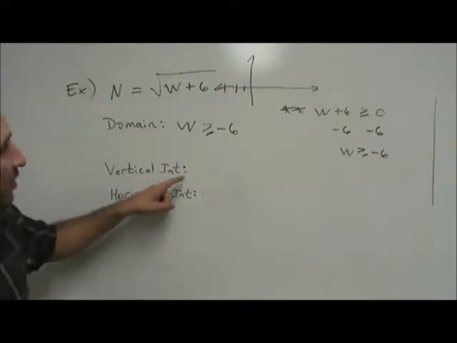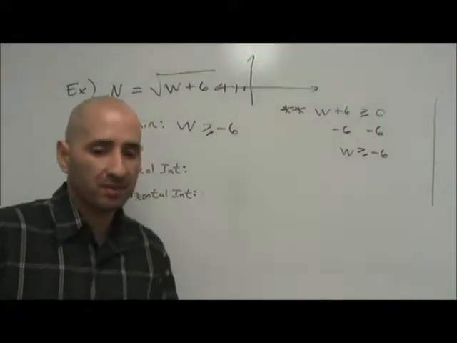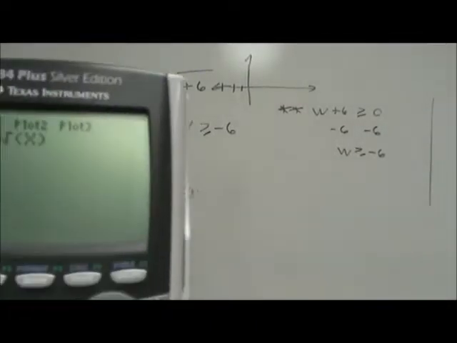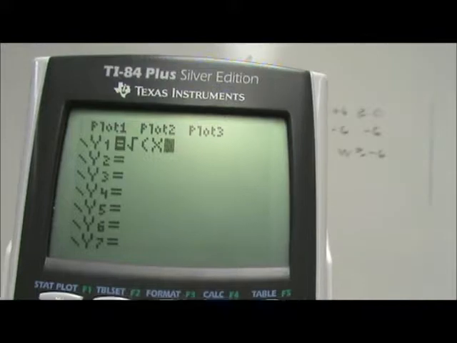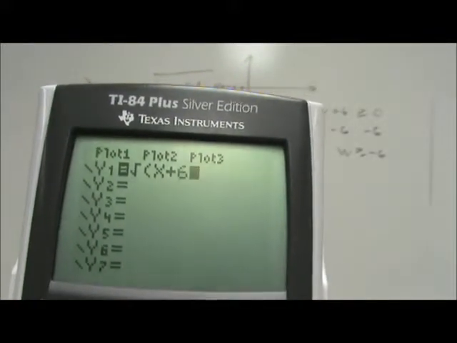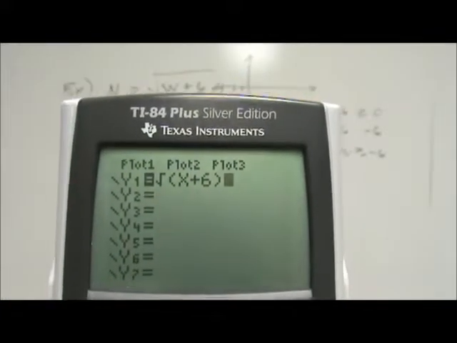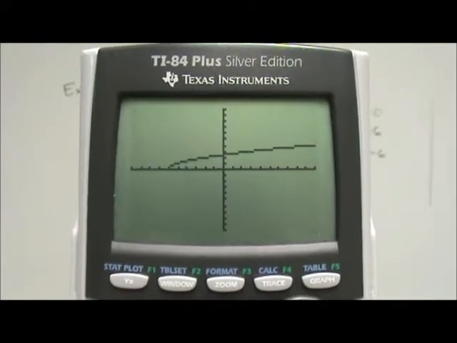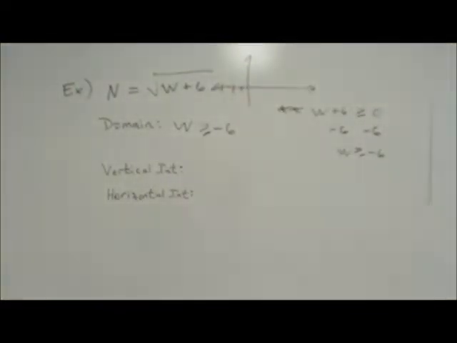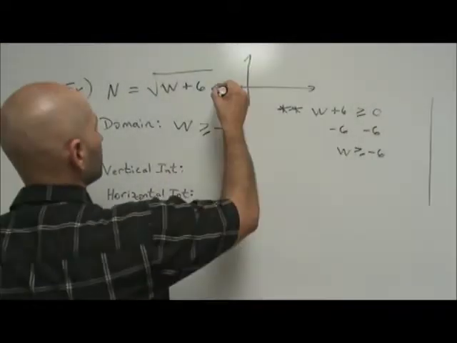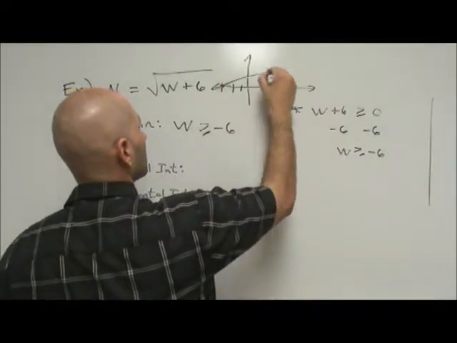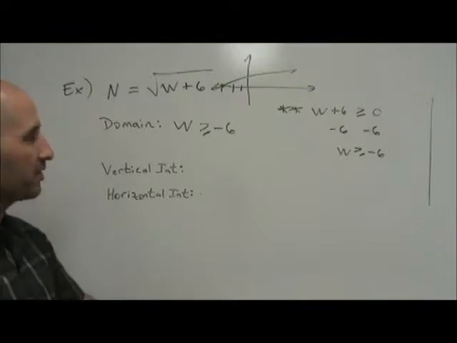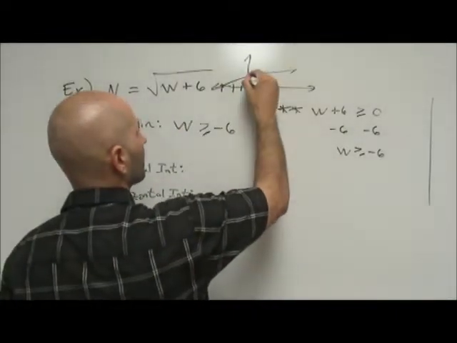All right, let's go after the vertical intercept. Well, let's take a look at the graph first. So we have the square root of w plus 6. Let's take a look at the graph on a standard window. Notice what my graph starts at. It looks like it starts at negative 6, and in fact it does. So my graph starts here and goes up.